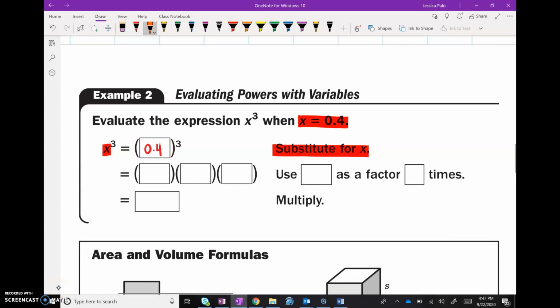0.4 is the base, and the power 3 is telling us that the base is being used as a factor 3 times. So now we are going to evaluate 0.4 to the third power by multiplying 0.4 times 0.4 times 0.4. And your final answer is 0.064.